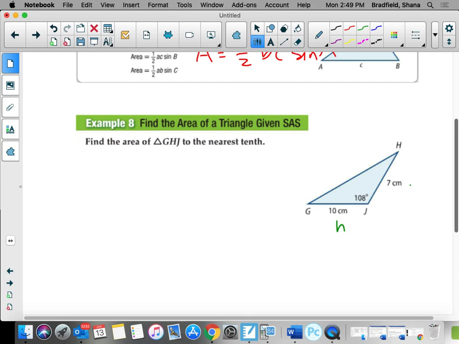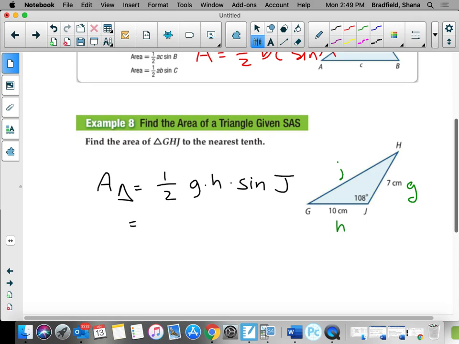So this would be side H, side G, and side J. And if I want to find the area of this triangle, since I have side angle side, I'm going to adjust it to my given part. I'm given angle J, so I'm going to do angle J here. And so I'll do the other sides. So 1/2 times side G, times side H, times the sine of 108 degrees, which would be angle J.